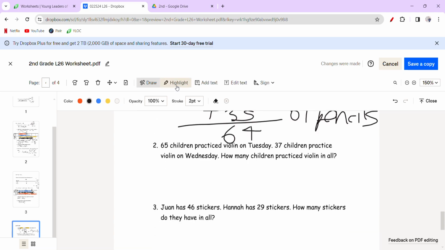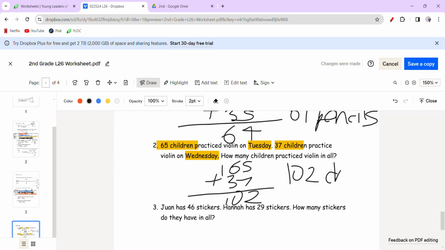Again, 65 children practice violin on Tuesday. 37 children practice violin on Wednesday. How many children practice violin in all? As I said, in all means you would just add them. So we go to 65 plus 37. 5 plus 7 is 12, so add the 10 there. 6 plus 3 is 9, and 9 plus 1 is 10. So it would be 102 children.